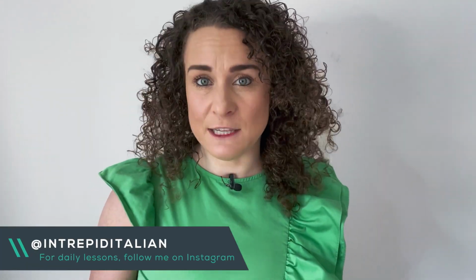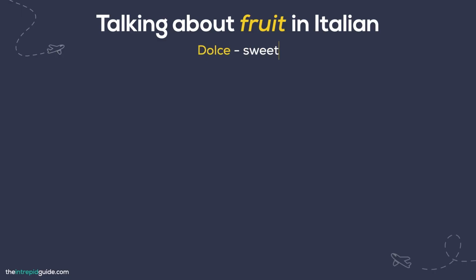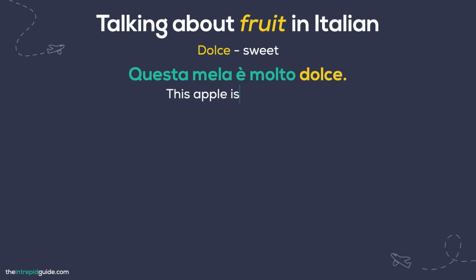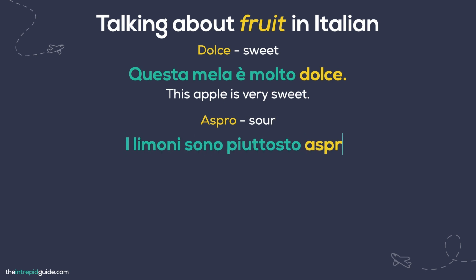Well, when discussing fruit in Italian, it's useful to learn some additional vocabulary, such as Dolce. This means sweet, as in Questa mela è molto dolce. This apple is very sweet. Aspro. Sour, as in, I limoni sono piuttosto aspri. Lemons are rather sour.